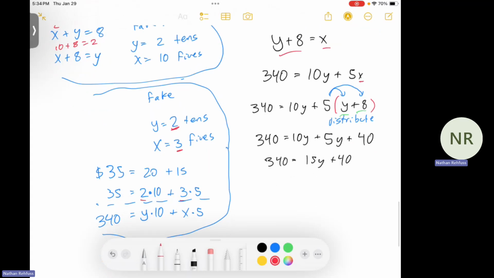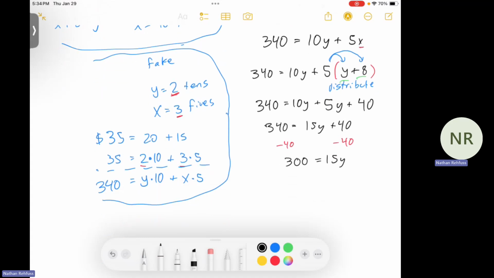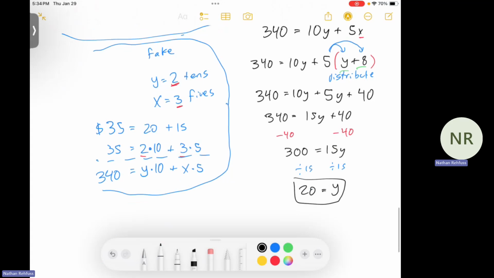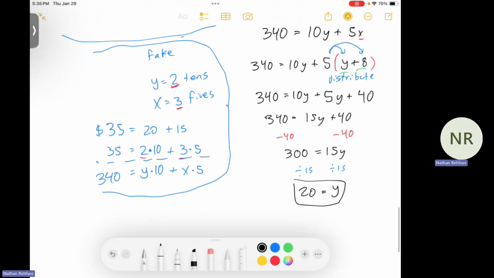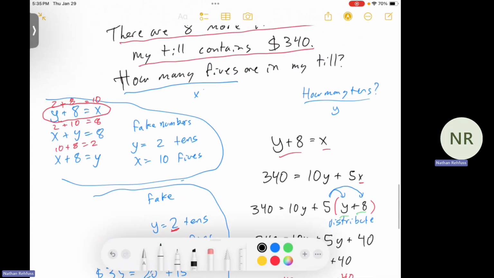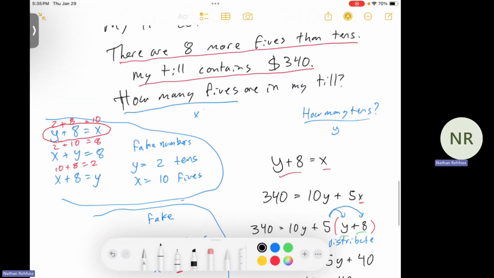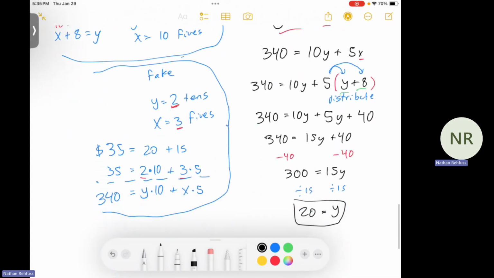Now we're ready to use the balance scales. Take $40 off of each side. The balance scales should still be balanced. Divide both sides by 15. 300 divided by 15 turns out to be 20. So y is 20. We finished step 5. We solved our remaining equation for one variable. We have one more thing to do. Step 6, solve for any remaining unknowns. I know that there are 20 $10 bills. I want to know how many $5 bills, and I know there's 8 more 5s than 10s.